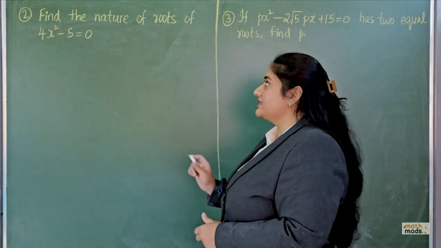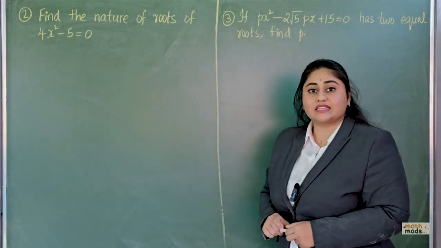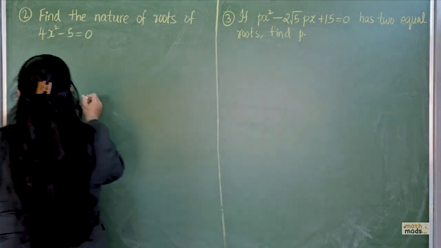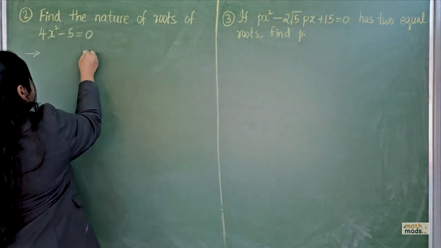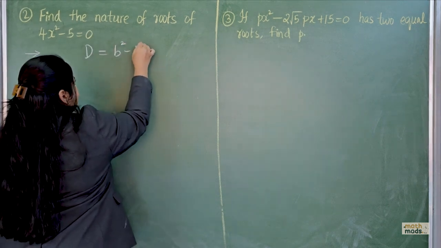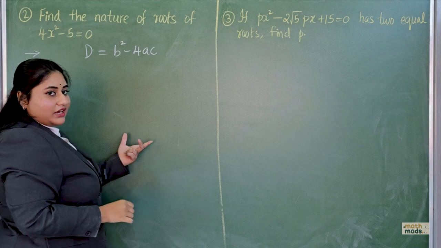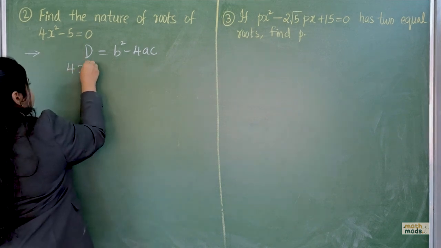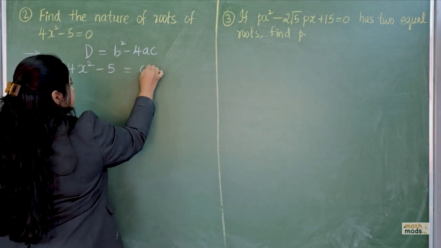Now the second question is, find the nature of roots of 4x square minus 5 is equal to 0. Very simple, right? We know how to find the nature of roots. We need to find the discriminant. What is the discriminant? b square minus 4ac, and we have to find the value of this. From the given equation, what is given? 4x square minus 5 is equal to 0.